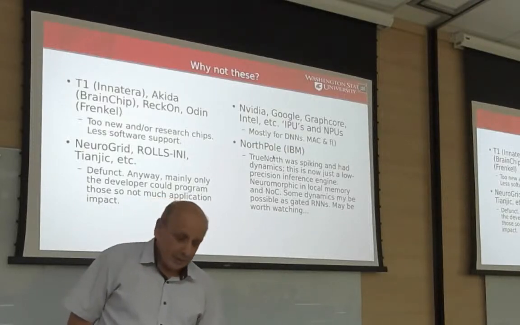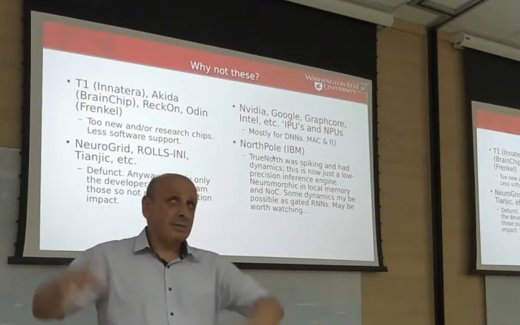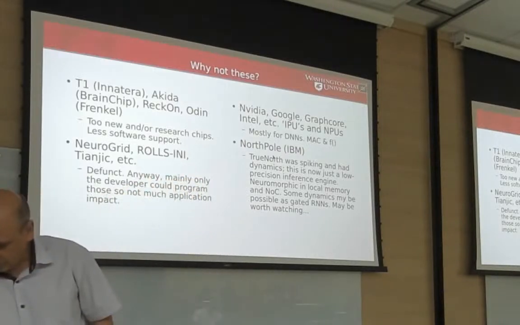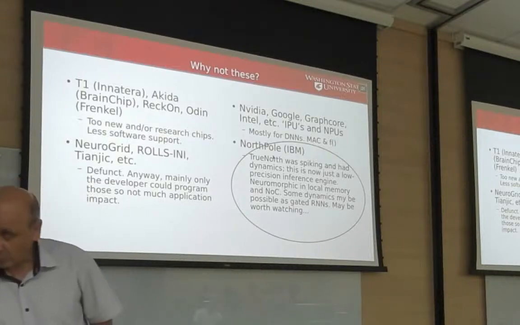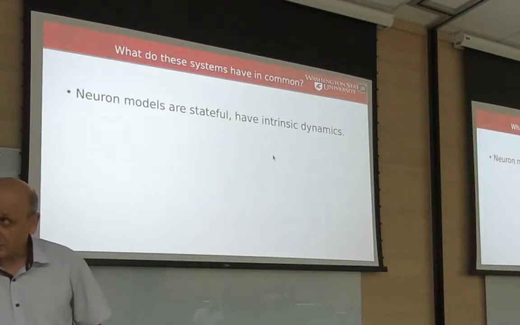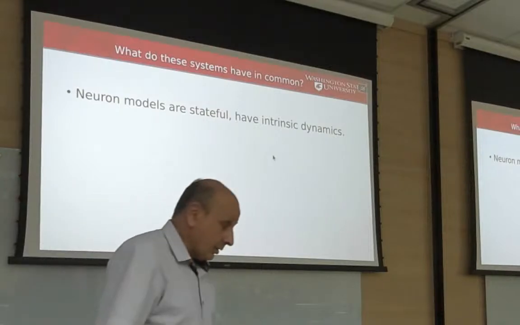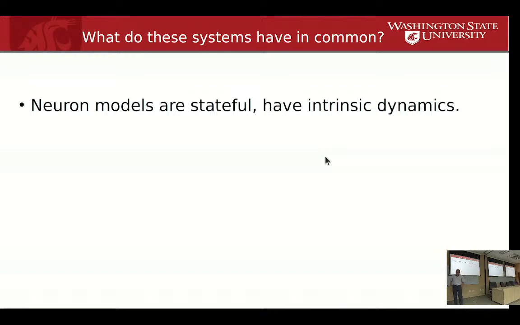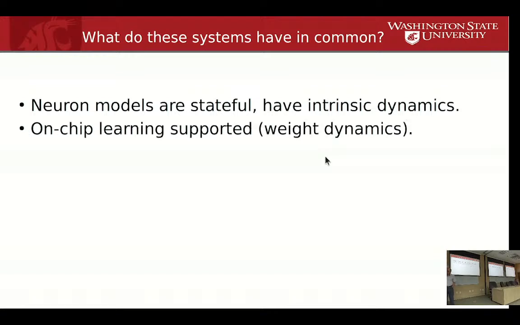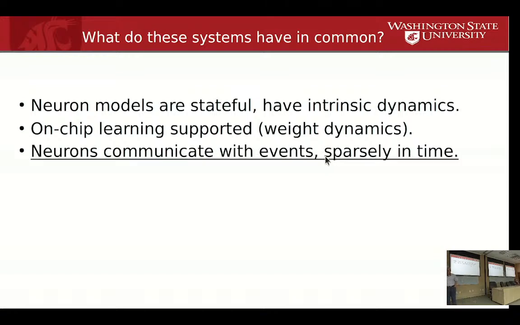NorthPole maintains some of the neuromorphic part and some of the features of the common ones. Some of the features of neuromorphic systems: neuron models are stateful. In NorthPole, they don't have internal dynamics. It's like standard numeric simulations. The neuromorphic chips that we're interested in have on-chip learning support, so weight dynamics is supported by electronics on the chip. Again, NorthPole doesn't have that. It's a pure inference engine.